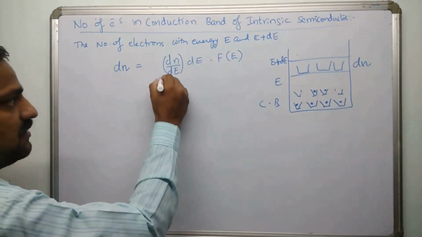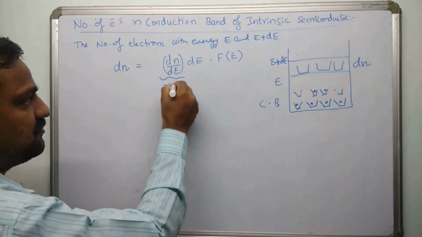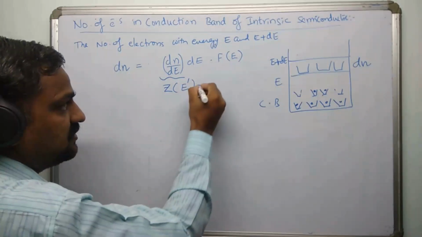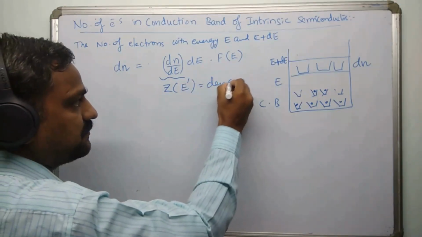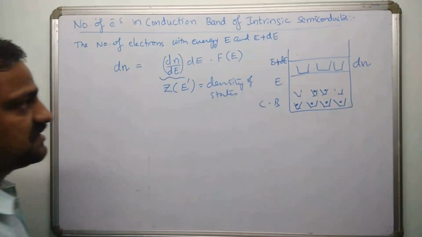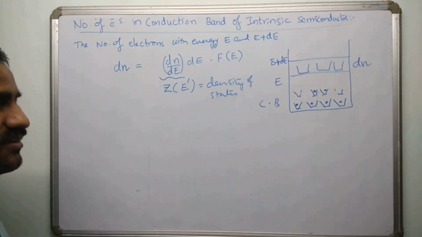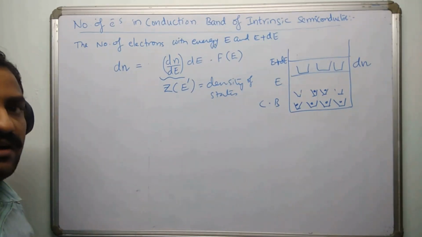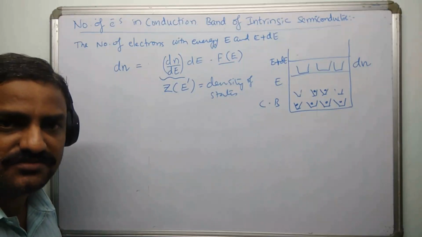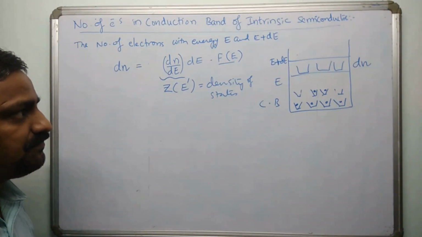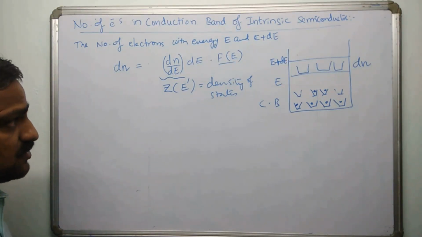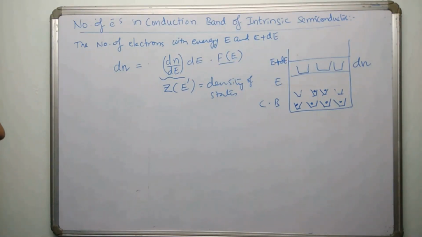But please recall that this is nothing but Z of E. For the time being I'll call this Z of E dash. This is the density of states, right? So this density of states is extremely useful, as we have mentioned in the Kronig-Penney model also. This is going to tell us how many states are there. I also mentioned that this probability function, the Fermi-Dirac distribution function, is also extremely useful in knowing the number of carriers inside any given material, right? So we use those principles here.